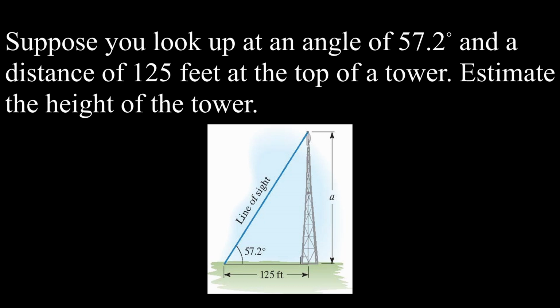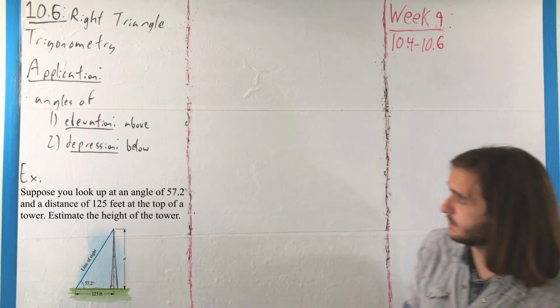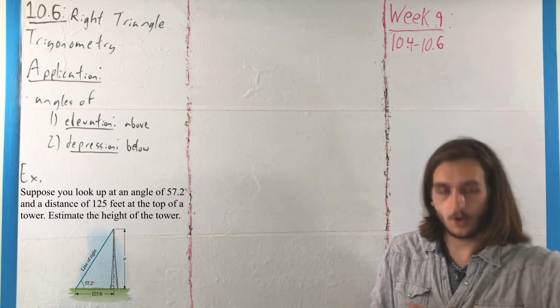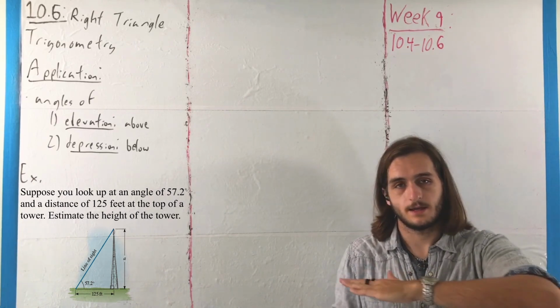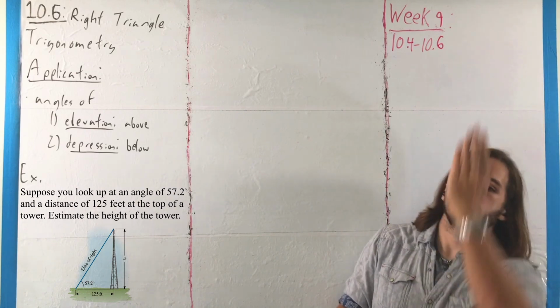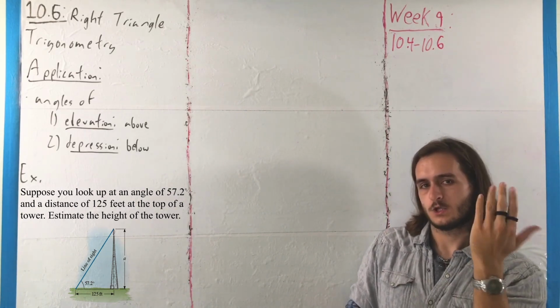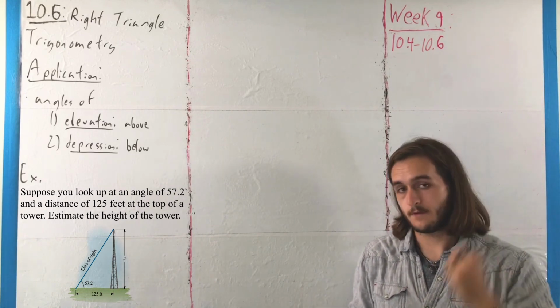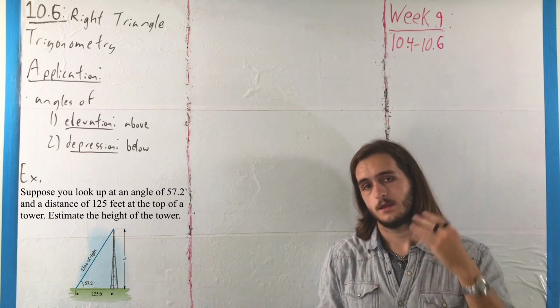First, suppose you look up at an angle of 57.2 degrees and a distance of 125 feet at the top of a tower. Estimate the height of the tower. So here, what we've been given is, in terms of that picture, an angle of elevation looking up, along with a base that is a length adjacent of 125 feet, and we want a length opposite. So we're given an angle, adjacent and opposite. That means we have two of the three pieces for dealing with tangent.